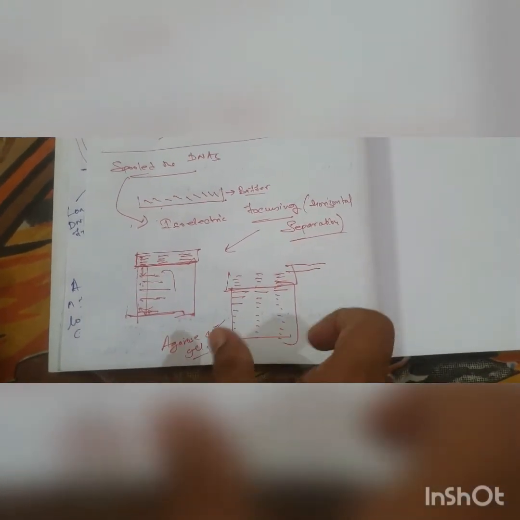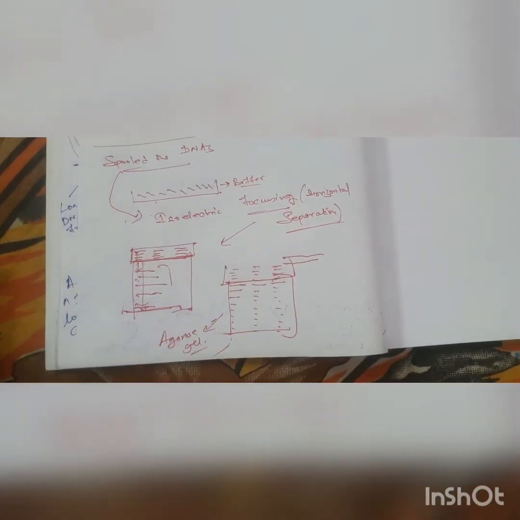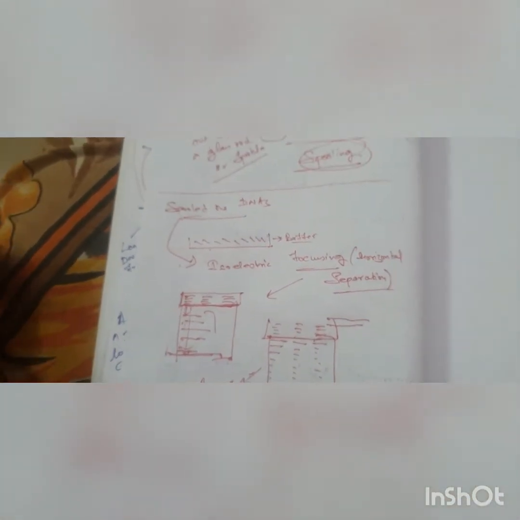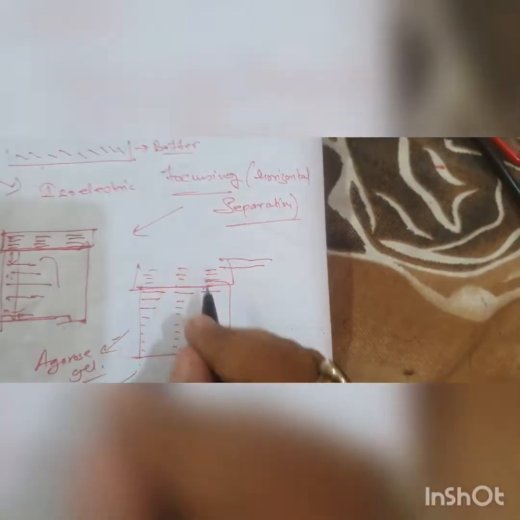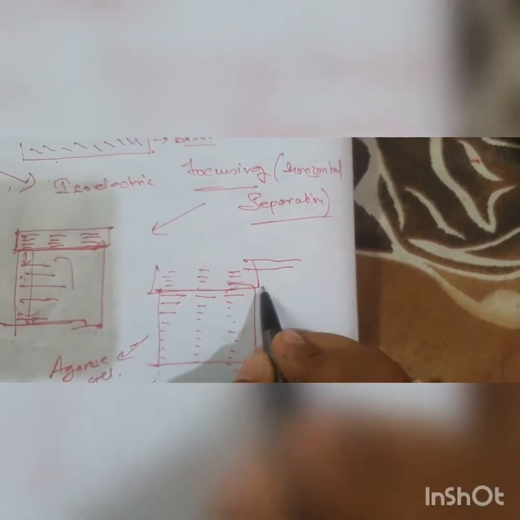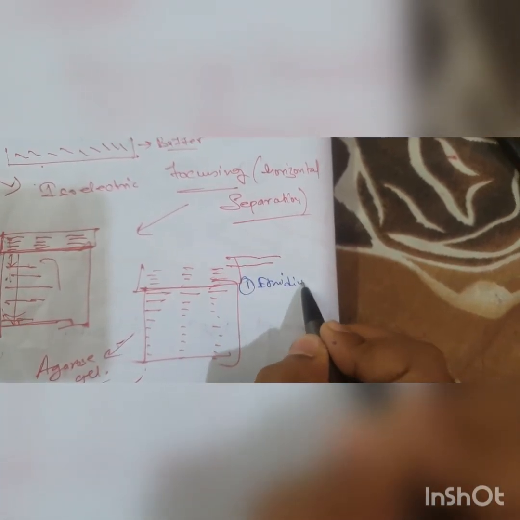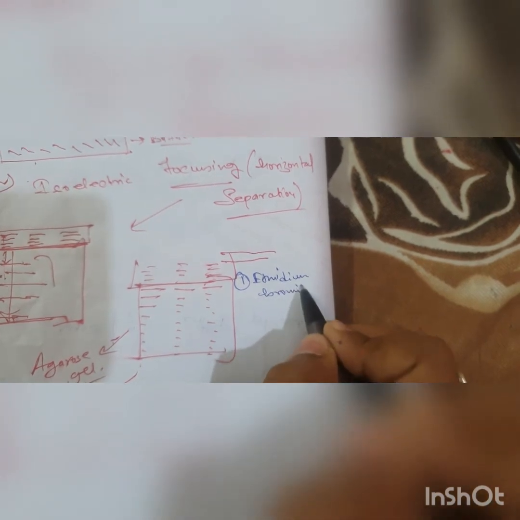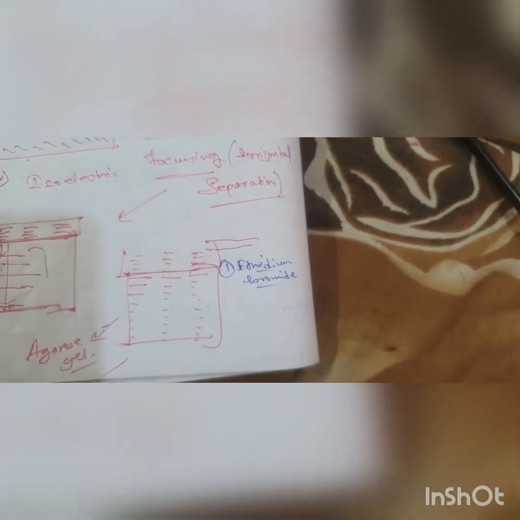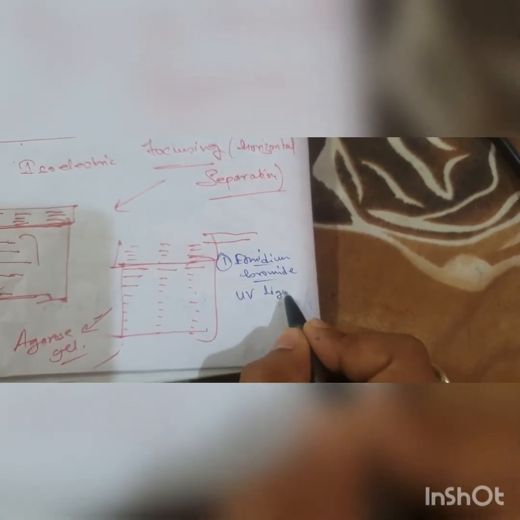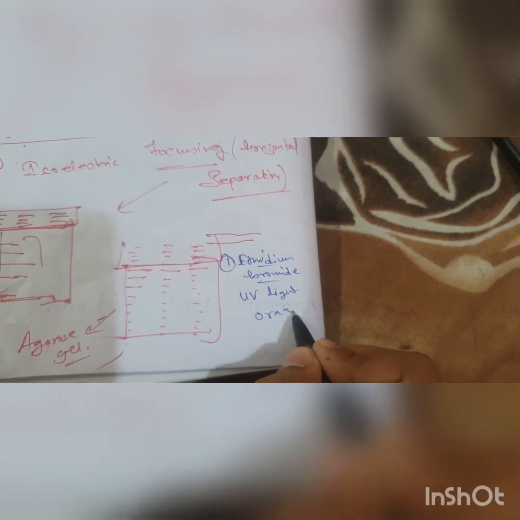So to see where the DNA fragments are, what you should actually do is treat with number 1. I will write here only in short. So you should treat with number 1, ethidium bromide. You can treat with ethidium bromide. Now if you treat with ethidium bromide and pass UV light through it, the fragments will glow orange.